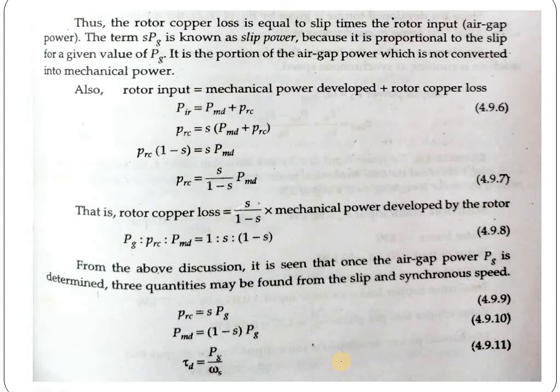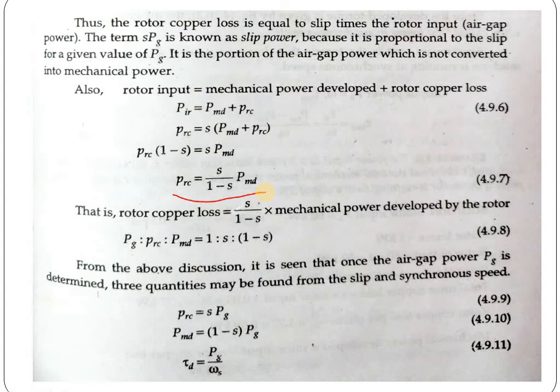So in place of that, taking common PRC, we are getting PRC into 1 minus S equals S into PMD. From that relation, we are getting that rotor copper loss is equal to S divided by 1 minus S into PMD. That is, rotor copper loss is equal to S by 1 minus S into the mechanical power developed by the rotor. So PG is to PRC is to PMD equals 1 is to S is to 1 minus S.